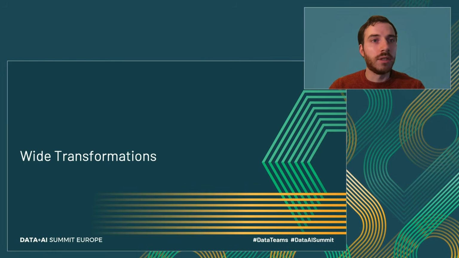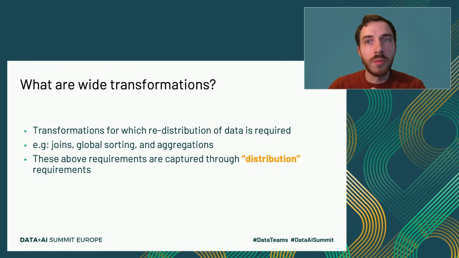So this was an example of wide transformations. Wide transformations are transformations that require a redistribution of the data, or potentially redistribution of the data, over the cluster. Examples of these are global sorting, like I showed you, but also joins and aggregations. And we want to see how the query planner knows that it has to put in these exchanges? Well, it does this through distribution requirements that operators can specify.